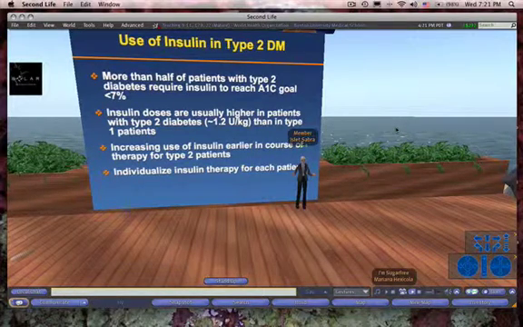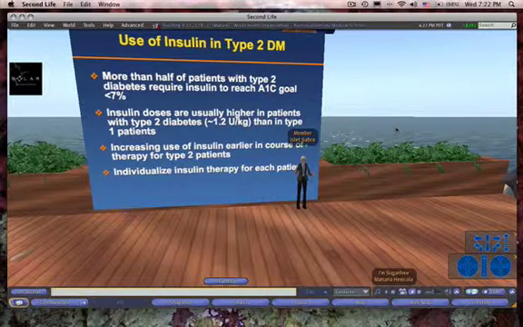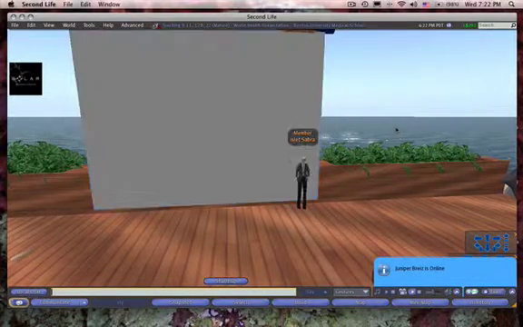Increasing use of insulin early in the course of therapy for type 2 diabetes has certainly been promulgated. For example, the consensus statement from the ADA-EASD really offers the choice of a basal insulin for patients whose hemoglobin A1C remains over 7% on maximal metformin therapy. And of course, we must individualize insulin therapy for each patient.